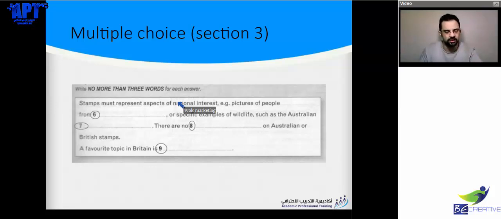So this is a bit of a complicated text, a bit difficult, but hopefully we'll be able to solve it together. Again, stamps must represent aspects of national interest. What's national interest? Something that all of the people of a country know or are interested in. For example, football, as in soccer, is a national sport in Great Britain, which means Britain might have lots of stamps with football players on them, maybe.